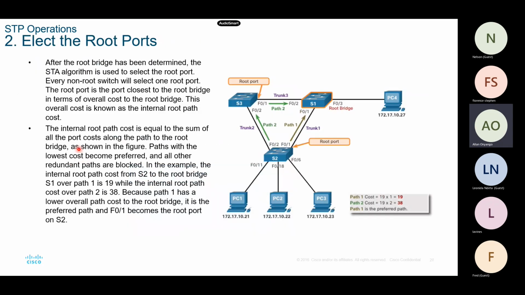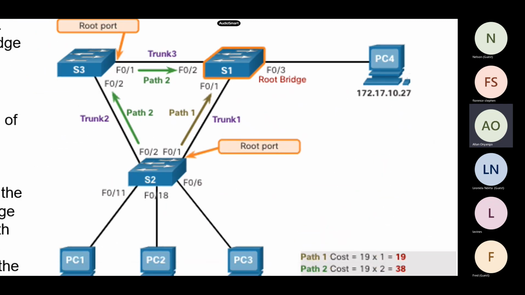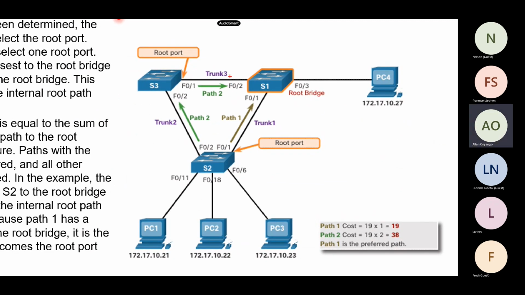Now, that was a by-the-way. After electing the root bridge, the next election is for the root ports. So how do we elect our root ports? The first thing to note is this: if S1 is our root bridge, all the ports on the other end of the other switches connecting to the root bridge, this port here and the ports here, these two ports must always be root ports.